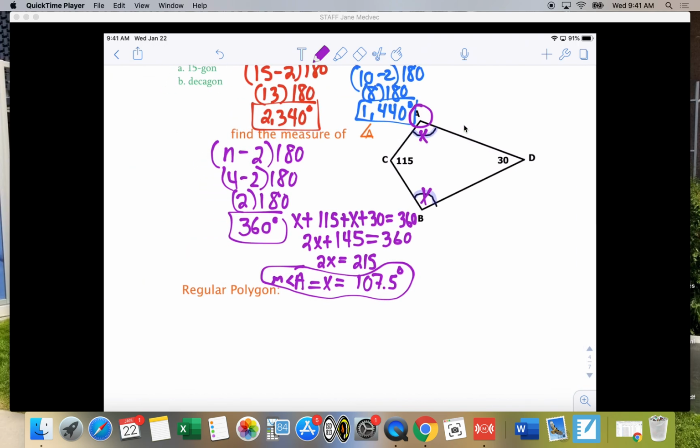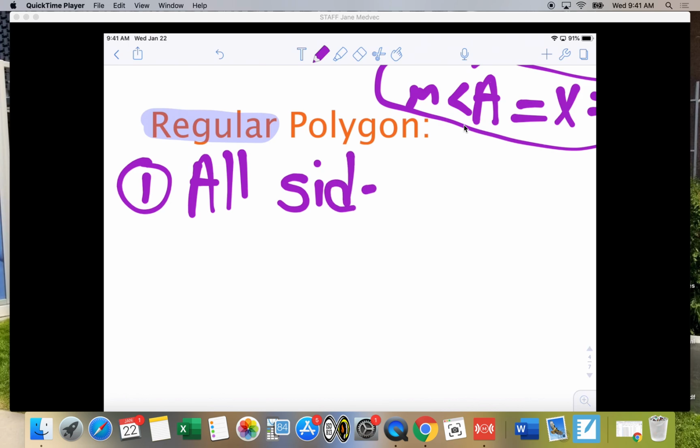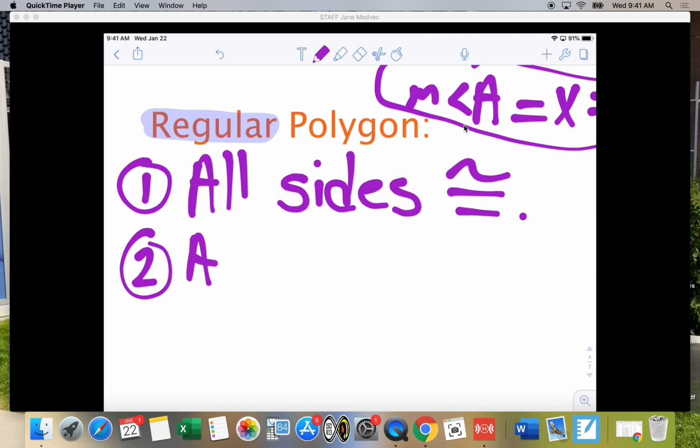Okay. A regular polygon, okay? Couple of things with a regular polygon. I'm looking at the word regular. The first thing about a regular polygon is all sides, and I got a symbol there. What does that mean? Congruent. What does congruent mean? They're the same. They're the same length. So all the sides on them are congruent or the same length. The other thing you need to know about is that all angles are congruent.